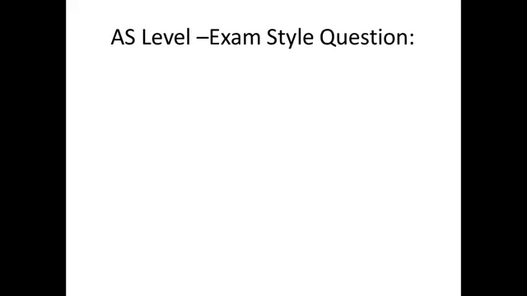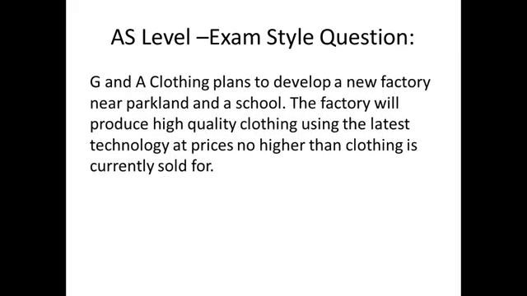Okay? So, yes, now because this is an AS level area, I would definitely give you a situation which is an AS level Paper 1 exam style question. What exactly does it say? This is the situation. It says G and A Clothing plans to develop a new factory near Parkland and a school. The factory will produce high quality clothing using the latest technology at prices not higher than clothing is currently sold for. That means at a competitive price.